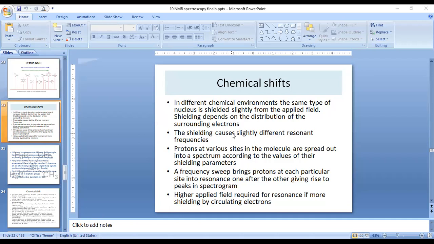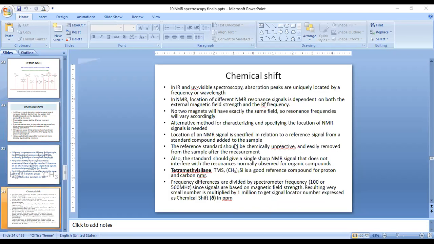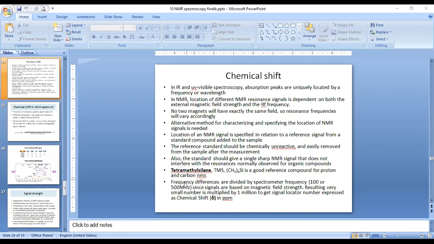Based upon how much the chemical shift is, we can sometimes try to find out what kind of molecule it is in the sample. So let us go into a little more detail. We have a standard compound, for example, tetramethylsilane.